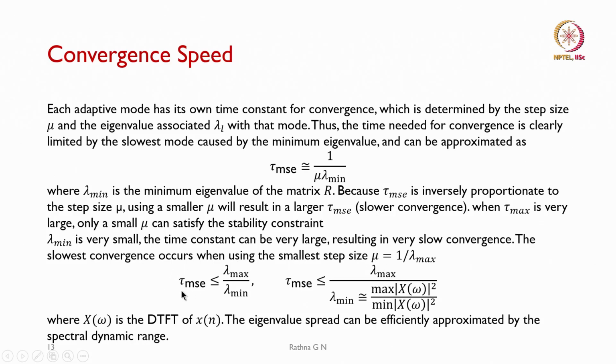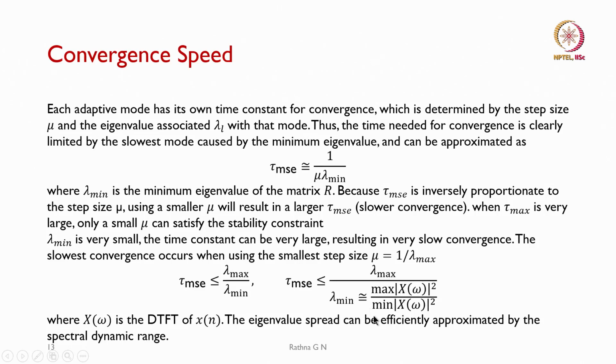So, what is it? We say that the mean square error time constant is less than or equal to lambda max by lambda min, which, by substituting for the eigenvalues, is less than or equal to the maximum of magnitude of X of omega whole squared divided by the minimum of magnitude of X of omega whole squared.